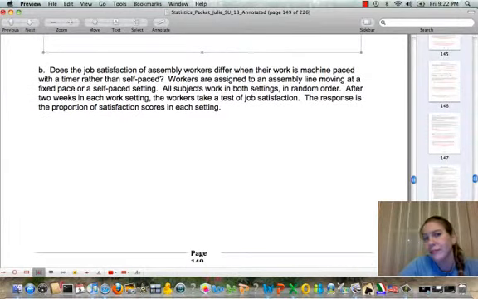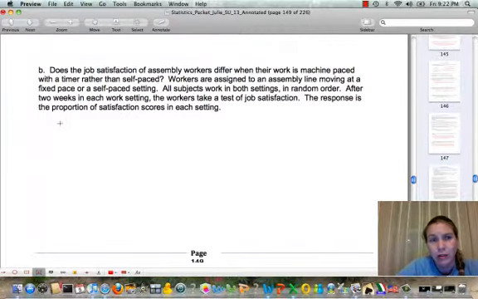Question B asks, does the job satisfaction of assembly workers differ when their work is machine-paced with a timer rather than self-paced? Workers are assigned to an assembly line moving at a fixed pace or a self-paced setting. All subjects work in both settings in random order. After 2 weeks in each work setting, the workers take a test of job satisfaction. The response is a proportion of satisfaction scores in each setting.